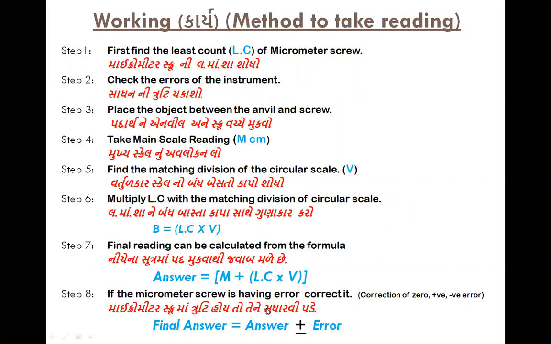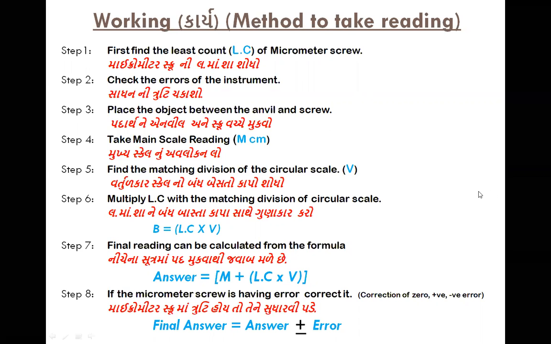Okay, but this answer may have some error because the instrument was having the error. If there is error, you have to nullify it by correcting the error. If the error is positive, you subtract it. If the error is negative, you add it to the answer. That will give the final answer. Clear?